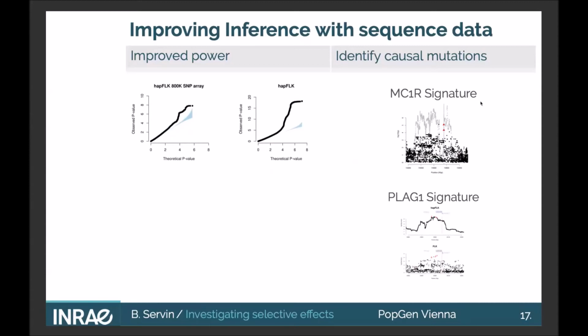So again, this gene MC1R is also responsible for coat color in cattle. There are 2 mutations in the gene that confer either red or black coat color, and they were actually the top signal in the signature.